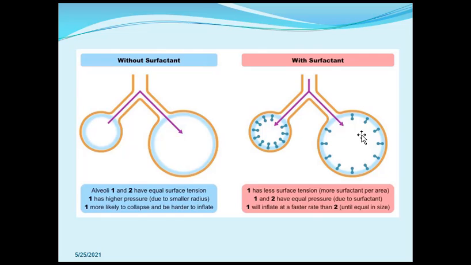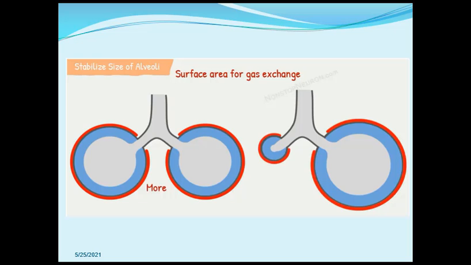Okay, why is it also very necessary to stabilize the size of the alveoli? The alveoli are very important for gas exchange. So to maximize that, there should be a greater surface area for gas exchange. Now, looking at this illustration, at this point, this is the case when the smaller alveoli collapses. So there is less surface area for gas exchange, unlike when you stabilize the size of the alveoli, there is more surface area for gas exchange. That's why it's very important.